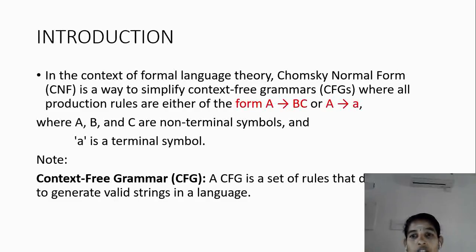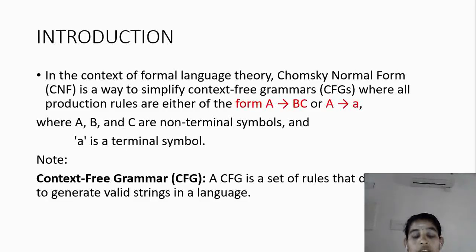You can write a production rule with two non-terminals, or with only one terminal. So in this slide, I wrote A tends to BC, or A tends to a. On the right side of the first rule, I have two non-terminals, B and C, and in the second there is only one terminal. These are the very important rules. So when you create a context-free grammar, just follow this Chomsky normal form, which simplifies your context-free grammar.